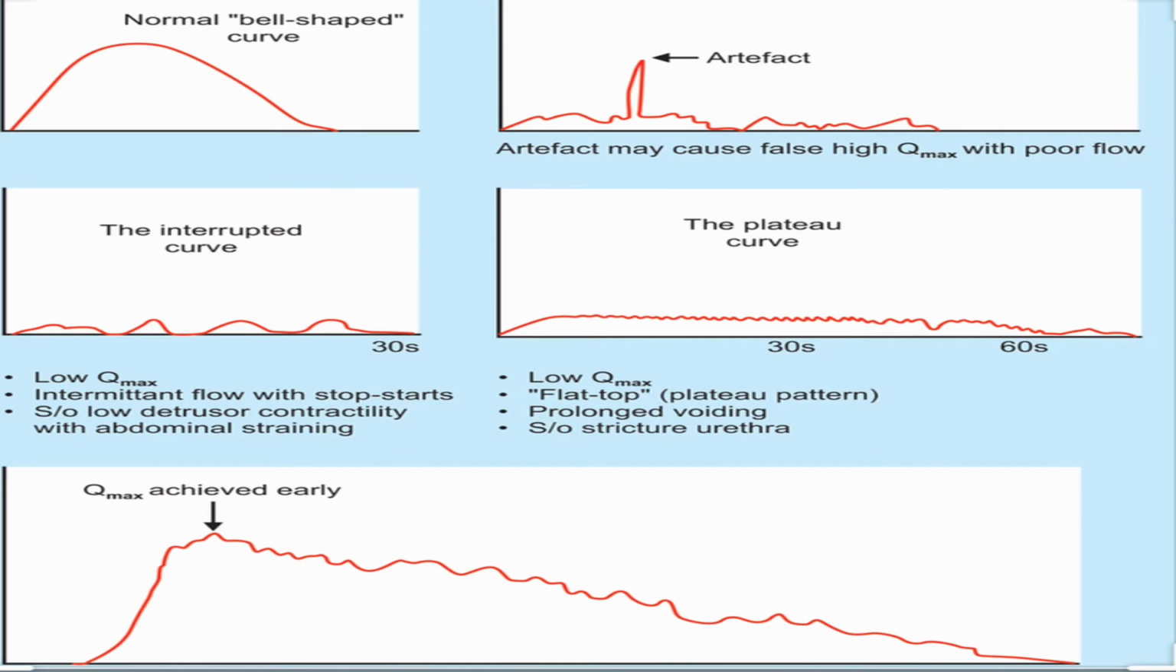There is a weakness in the detrusor, and in the fourth chart there is a flat or plateau pattern, and this is caused by prolonged voiding, and there may be a stricture of the urethra.